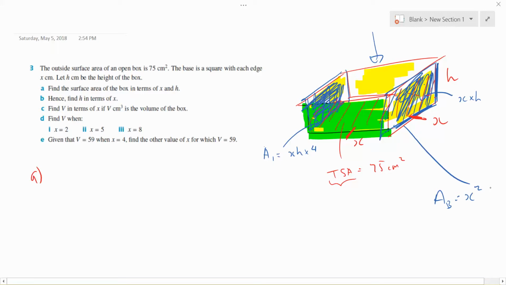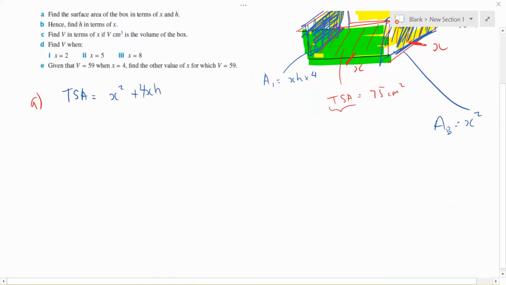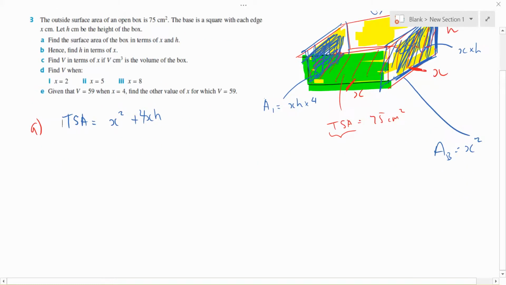So if you sum all of these together, it should give you the total surface area. So if I write it out, total surface area has to equal x squared plus the total area of the other 4 pieces, which is x times h times 4. So 4xh. And that's my expression right there. That was the hardest part.